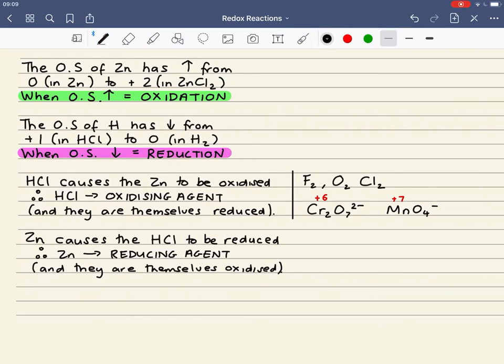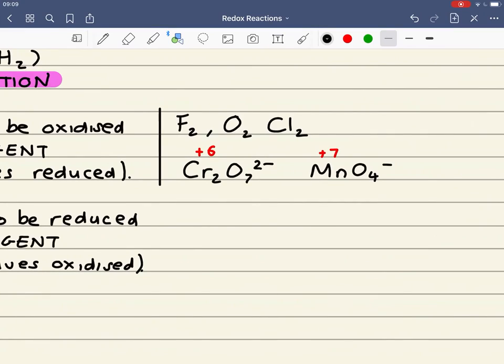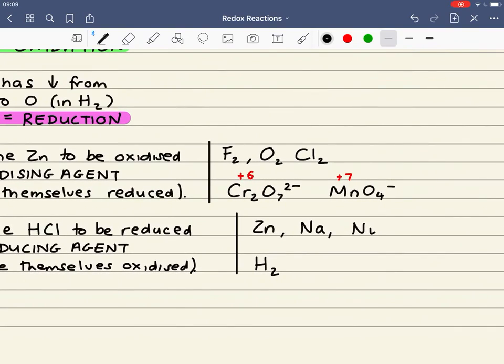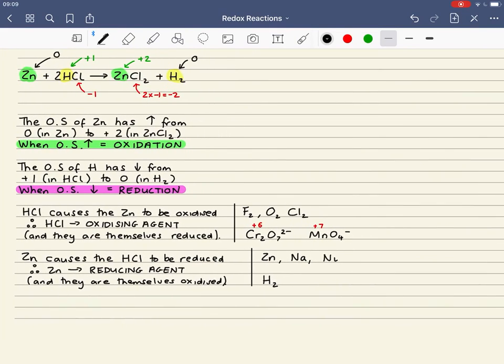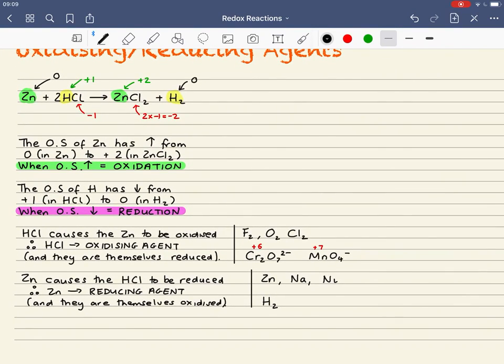When we're looking at reducing agents, they tend to be metals or hydrogen. So again, zinc, sodium, nickel, they are metals. They tend to lose electrons, so they tend to be good reducing agents. And also hydrogen is an excellent reducing agent as well. So that is how you can recognise oxidising agents and reducing agents. My advice is look at the equation, assign oxidation states, and then follow the guidance there in the video.